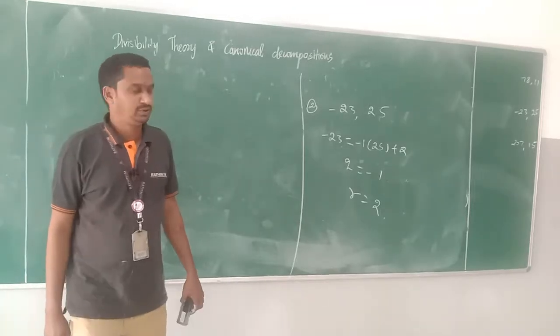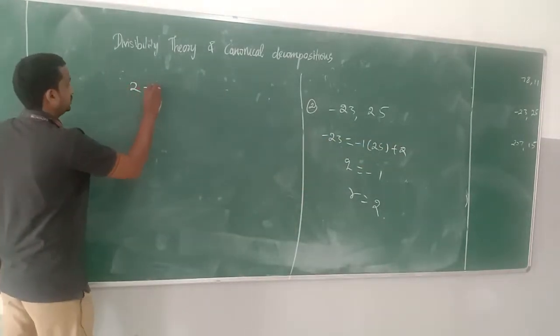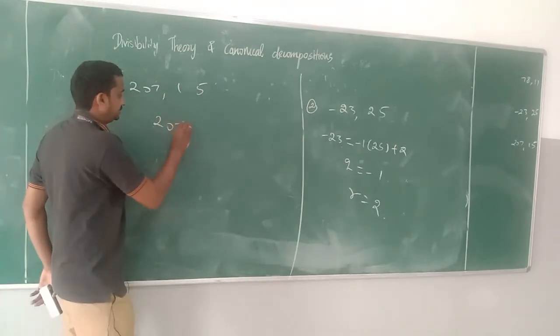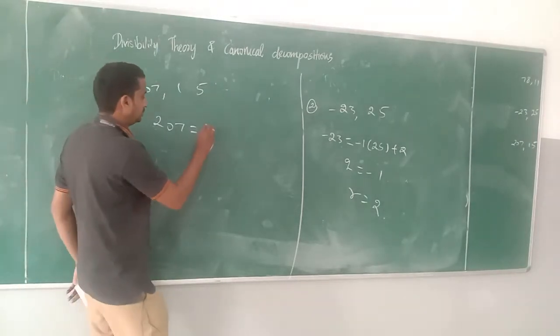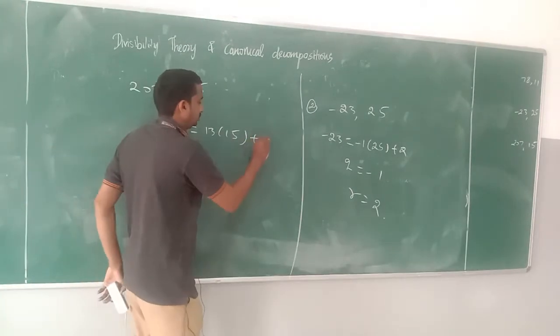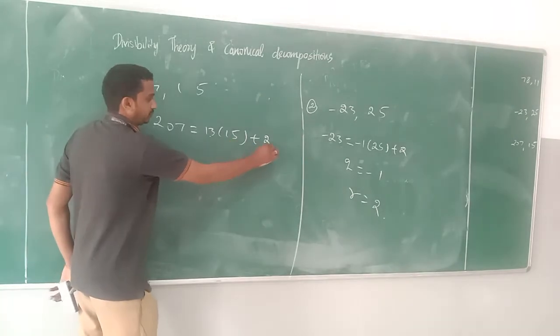Now the next problem discusses the same quotient and remainder. The problem is: find the quotient and remainder for 207 divided by 15. So 207 can be written as... how many 15s are there? 13 15s are 195. So write it as 13 into 15 is 195. The remainder value is plus 12. So 207 can be written as 13 into 15, 195, plus 12, 207.